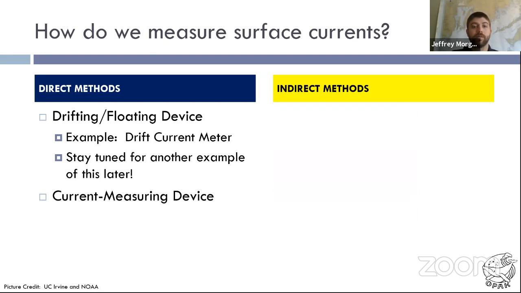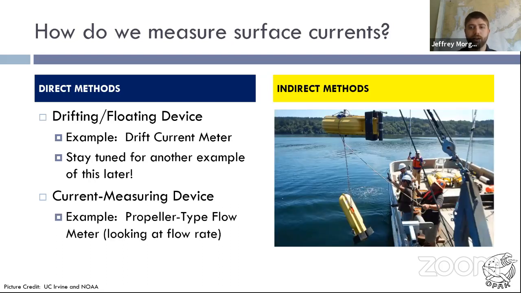And then we have current measuring devices. So this is really looking at the speed of a current. And these have little propellers on them. So think of like a really mini submarine, and we can drag these behind a boat. We can leave them at a dock. We can put them in a river, and we can measure how fast the water's moving by measuring the rate of that propeller's turning. Think of like a wind turbine, but in a really small version.